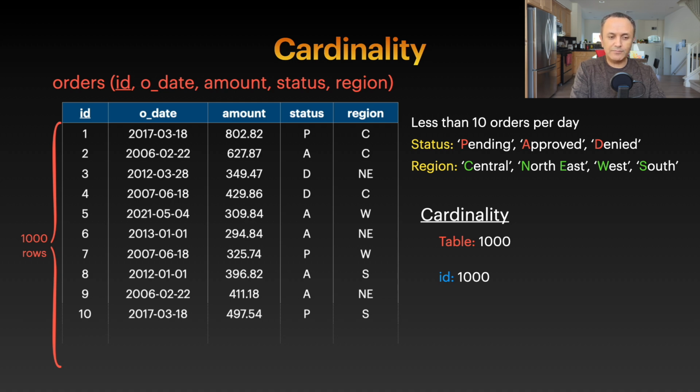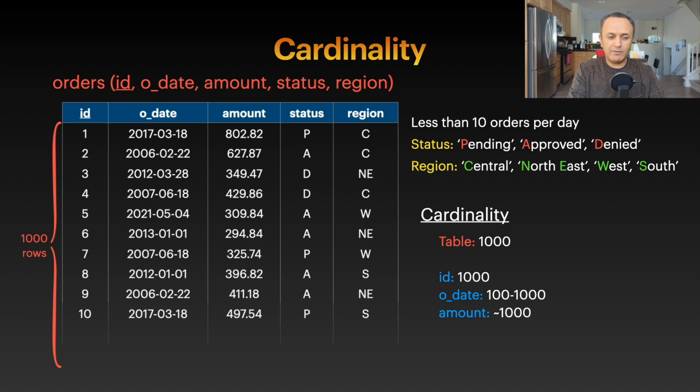For the date column, we have information that says we have less than 10 orders per day. So if we do have the maximum, like if each day we have 10 orders, this will mean that each date is repeated 10 times-ish. So 1,000 rows divided by that will give us 100 distinct dates. On the other extreme, if each date only exists once, this will give us 1,000 different dates. So the cardinality of the date is probably somewhere between 100 and 1,000.